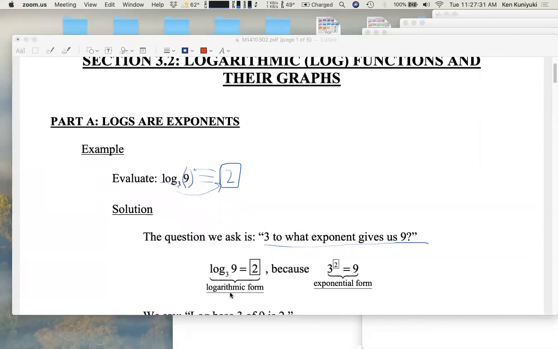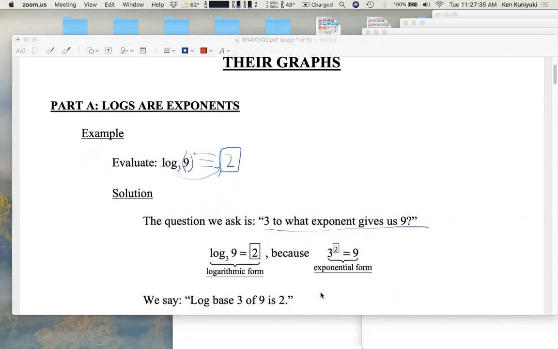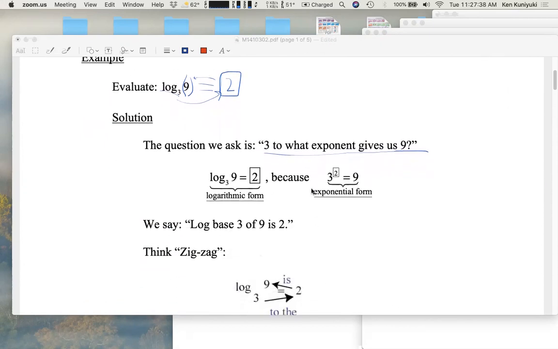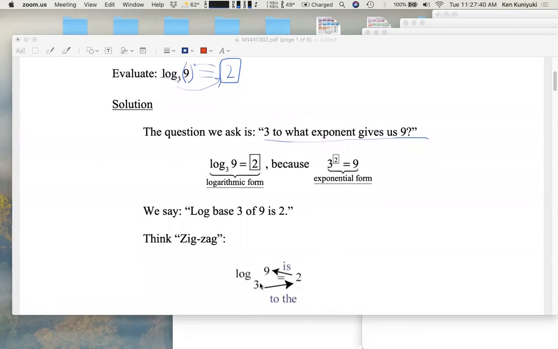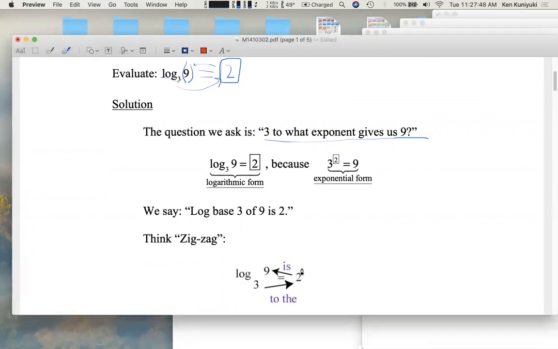That's the logarithmic form. When we did the zigzag, that was the exponential form. 3 to the second is 9. So mentally, I like to lower the 3, raise the 9, and I'm asking myself, 3 to what exponent is 9? The answer is the 2 here.